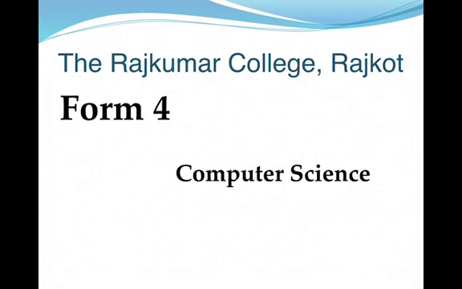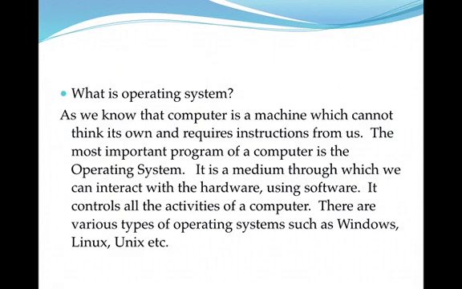Okay, so let us see what is an operating system. Operating system is nothing but a very important program of a computer. It is the main medium through which you can interact with hardware and software. Interact means you come in contact with and you use it. It controls all the activities of a computer, right? There are a variety of operating systems like Windows, Linux, Unix.